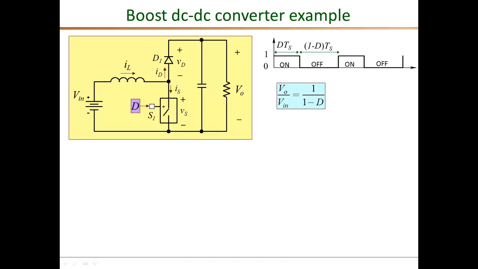So here is a schematic of the boost converter, this control switch and this passive diode. During this on interval, when the switching signal is 1, the switch is on, and when the switching signal is 0, then the switch is off and the diode conducts. And here is the input-output relationship of a boost converter.